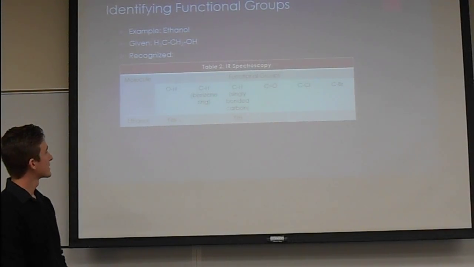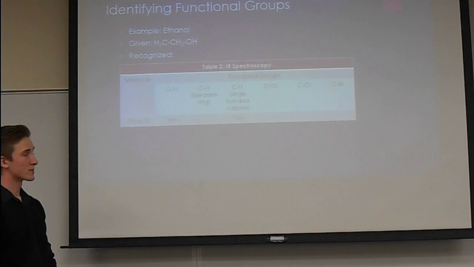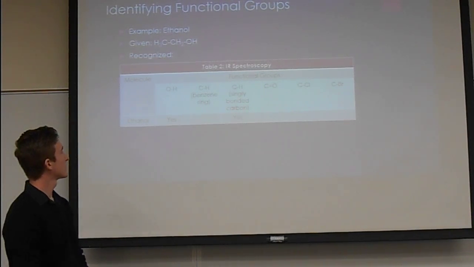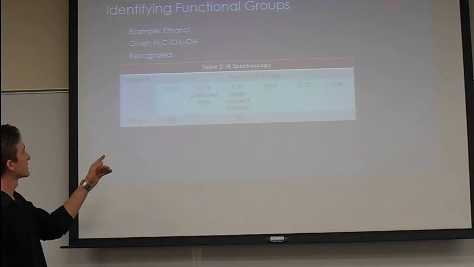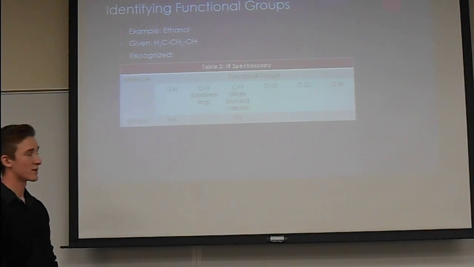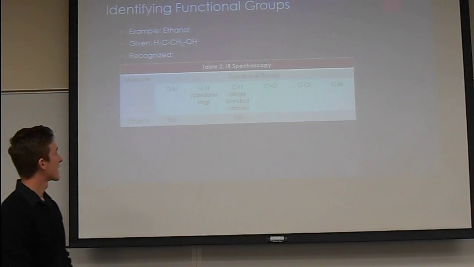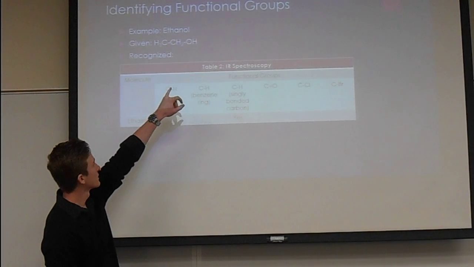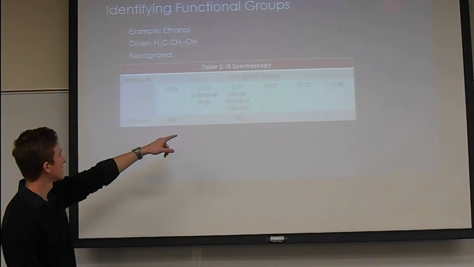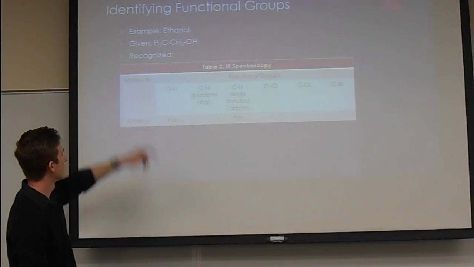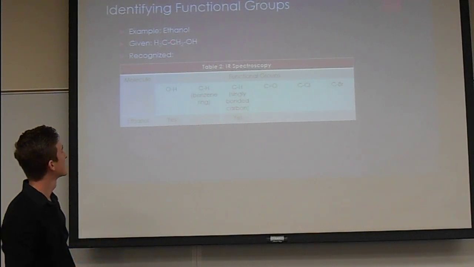So, for an example of the functional groups that we identified, we would be given a Lewis structure, H3C, CH2OH, which is ethanol. And we would have to recognize that it has an OH bond here and a CH bond, carbon singly bonded to hydrogen, here and here.